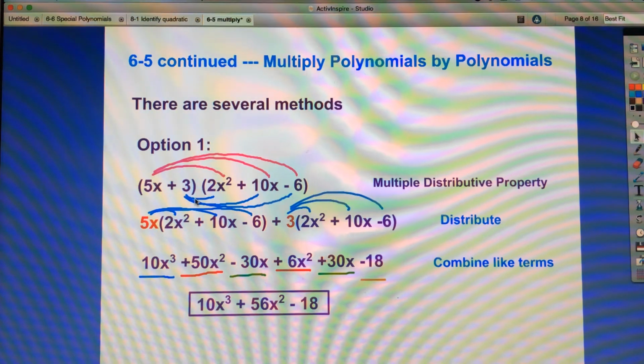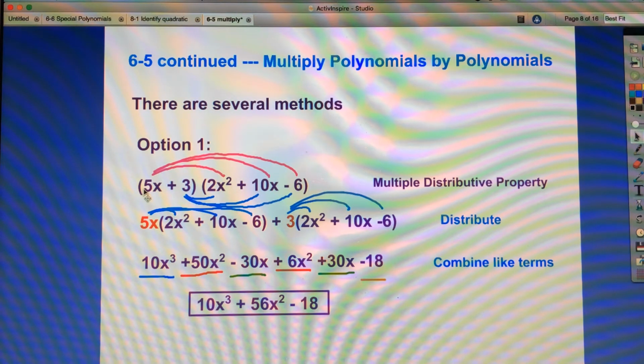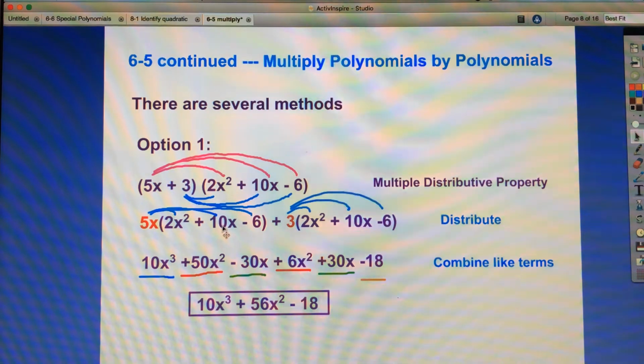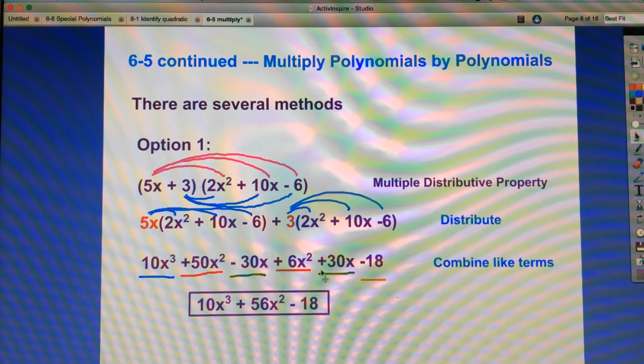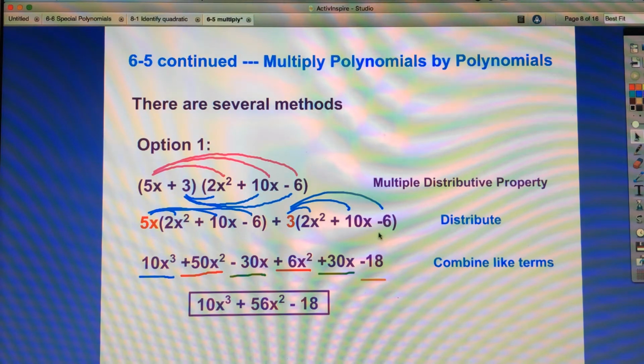Don't get distracted by all the lines. The lines are for you to follow after you've listened to the explanation. We're going to do multiple distributive property. 5x times 2x squared. 5x times positive 10x. 5x times negative 6. Plus 3 times 2x squared, positive 3 times positive 10x, positive 3 times negative 6. You could have gone straight to the bottom, but I'm separating it to go slowly.